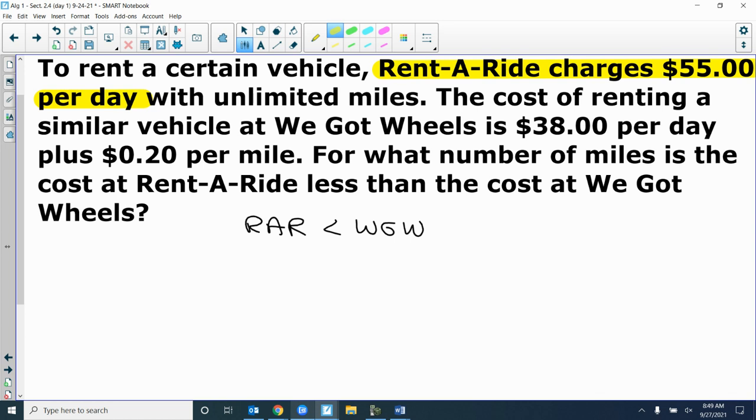It's going to automatically cost me how much for that one day? 55. So Rent a Ride is $55. We want that to be less than We Got Wheels. Now, Lucas, what's We Got Wheels going to cost? 38 plus 0.2x. Good. Plus 0.2x, because I get charged for every mile.